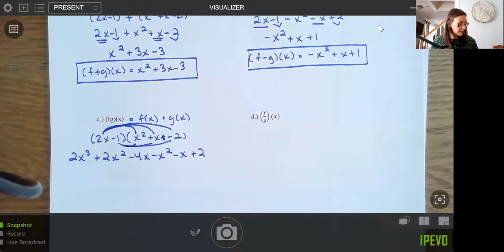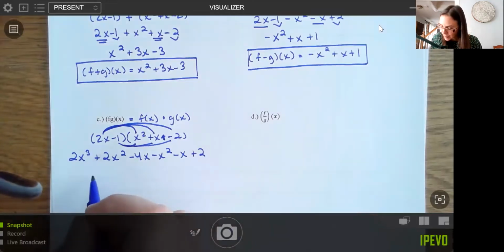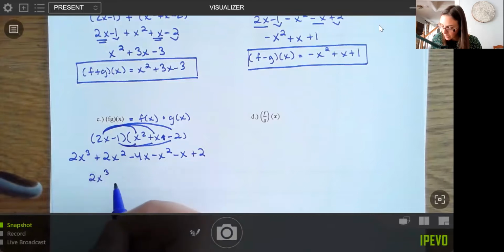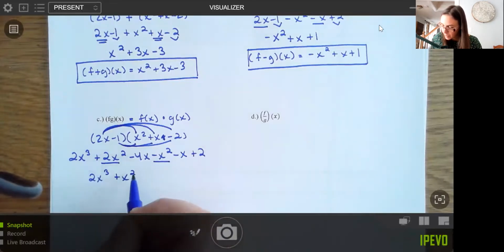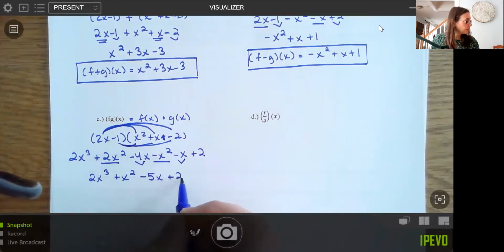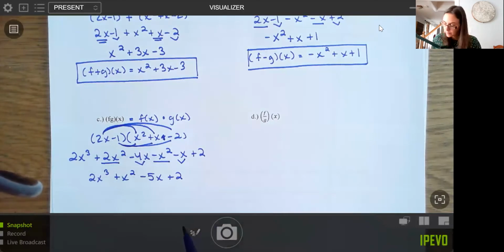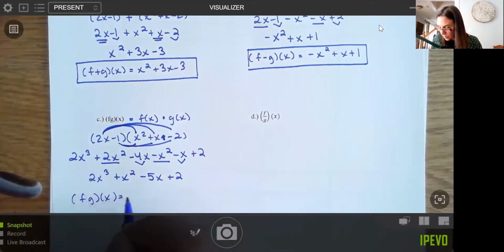Now I'm going in and double checking all my work that I have done out to the side, making sure I'm not making any little mistakes. I'm going to combine my like terms. 2x cubed comes down. Let's see, 2x squared minus x squared is just plus x squared. Minus 4x minus x is minus 5x, and then plus 2. So f times g of x is equal to 2x cubed plus x squared minus 5x plus 2.